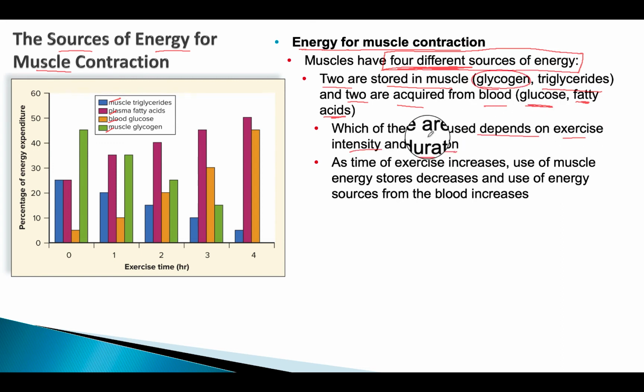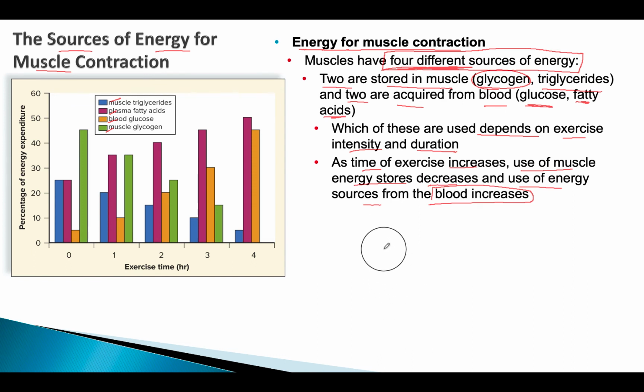So depending on how intensely you are going to be exercising or the duration, whether you are just going to run a mile or you're going to run a marathon. As time of exercise increases, use of muscle energy stores decreases and use of energy sources from blood is now going to increase. So what does that actually mean?